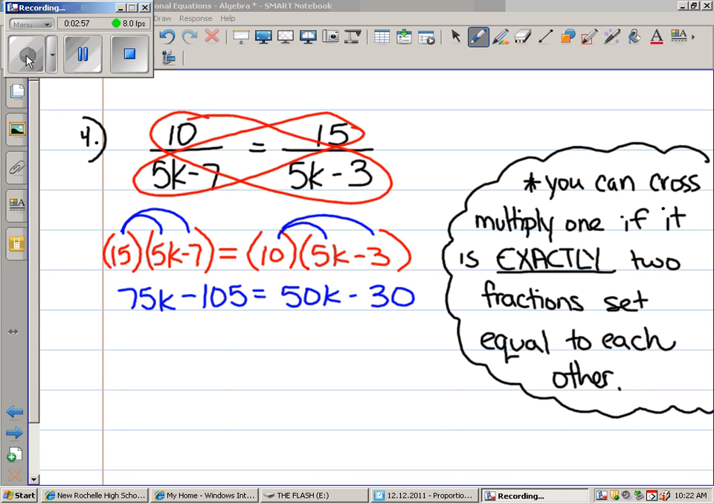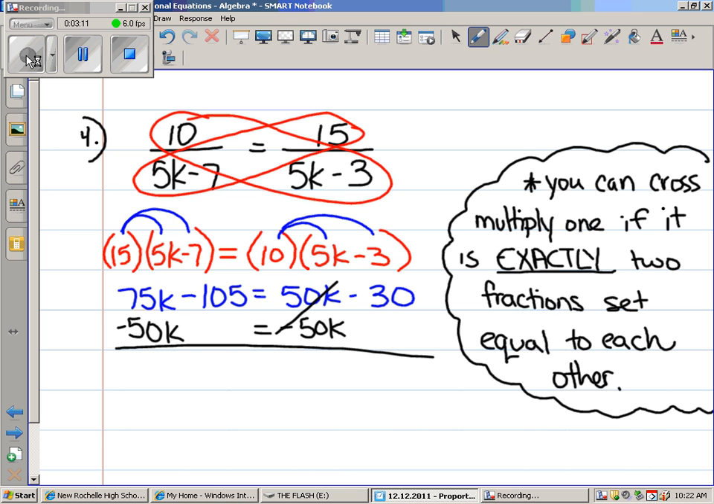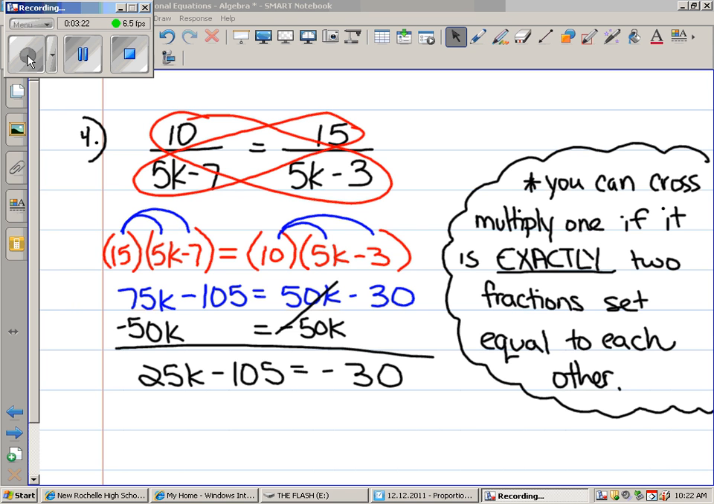Now we're going to try and isolate k. What are we going to do next? You could do lots of things next, but that sounds good. Subtract 50 from both sides. Boom, 25k. Edgar said, let's add 105 to each side.